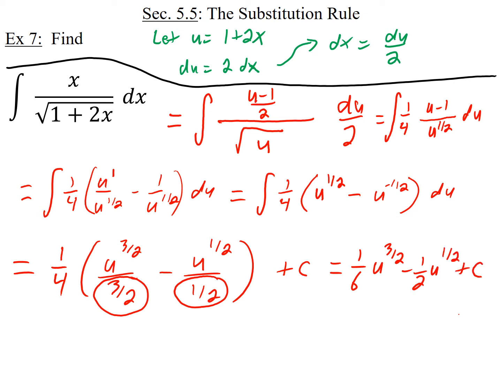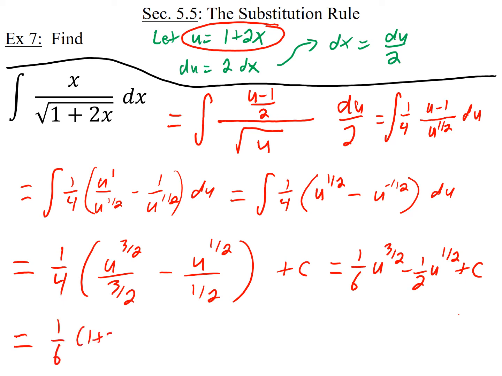Okay, and that's basically the answer, except my answer has to have x's in it. So in this last step here, we're going to change all the u's in our answer to 1 plus 2x. Okay, u is equal to 1 plus 2x, so you just change the u's to 1 plus 2x, and you get x's in your answer. So we have 1/6, and then instead of u, I'm writing 1 plus 2x to the 3/2 minus 1/2, and again, instead of u, 1 plus 2x to the 1/2, and then plus c. And that is the answer to this one.